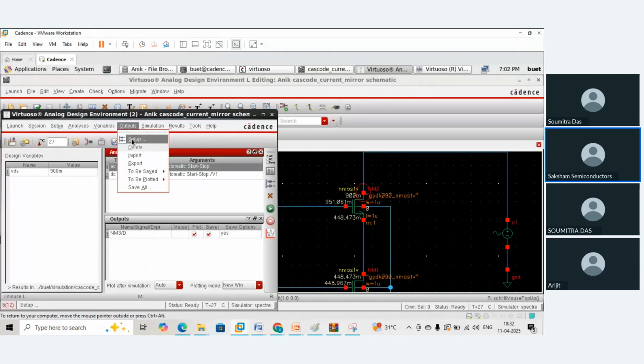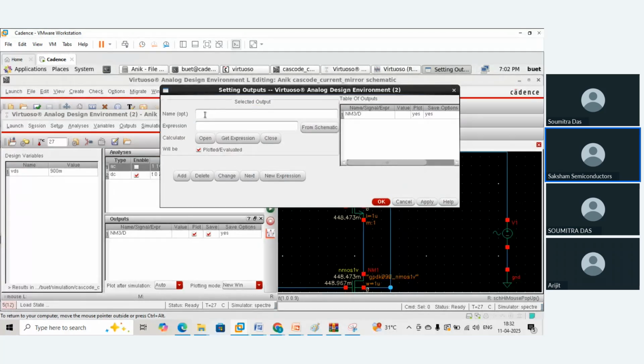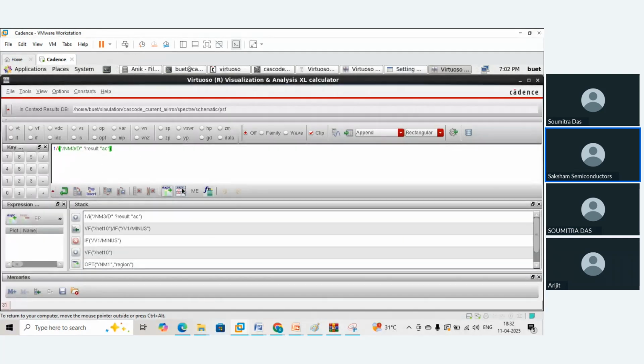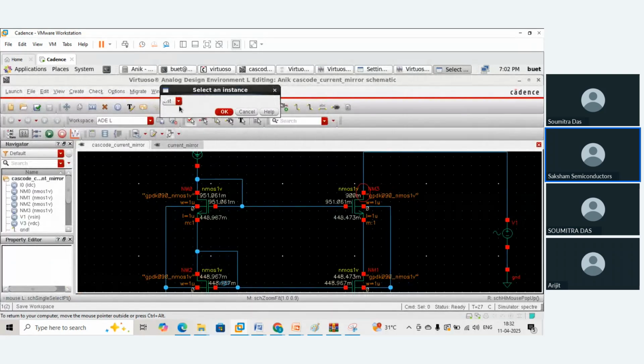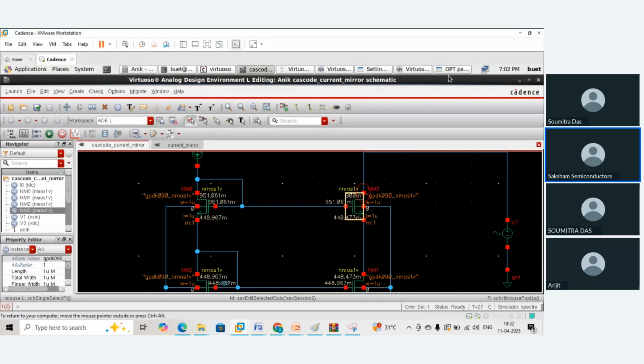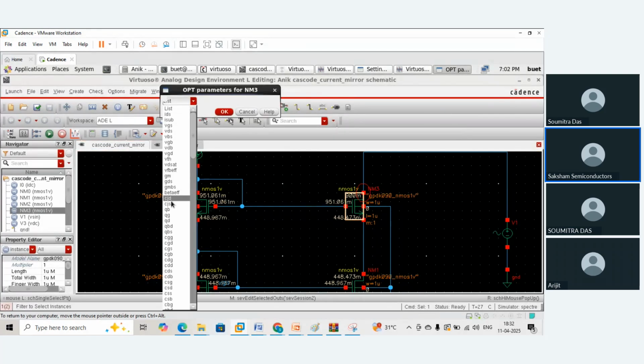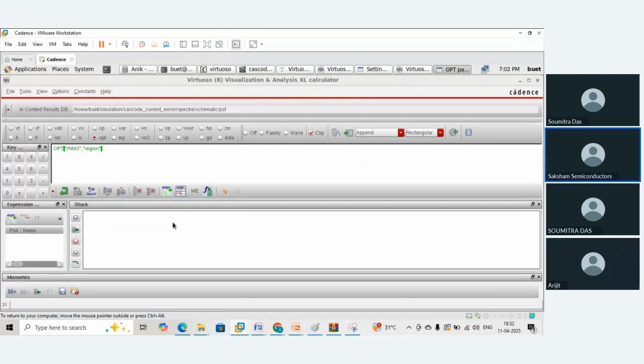I'll go to output, setup, name. I'll first do the region of operation of the upper one, ROPU, and in the expression I'll open the calculator, and clear all the buffer. I'll click on the OPT. It will give you the list, and you have to select the upper MOSFET. Once you select it, go and select the region. There you go.